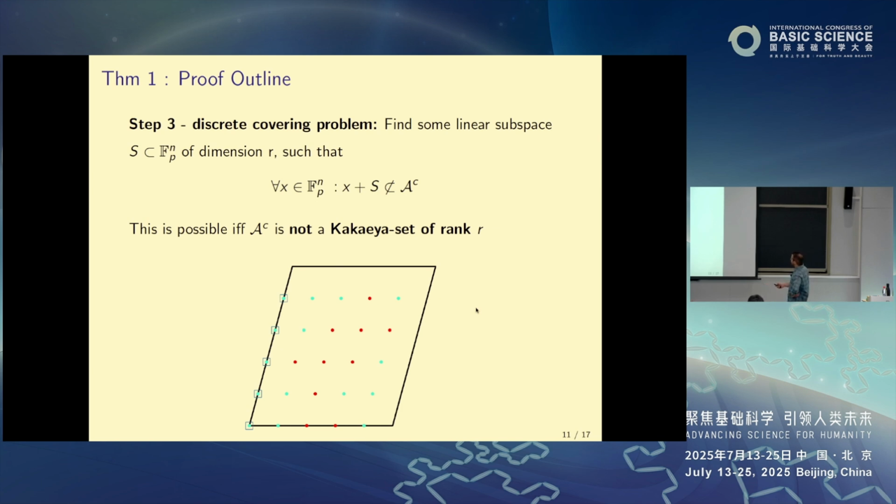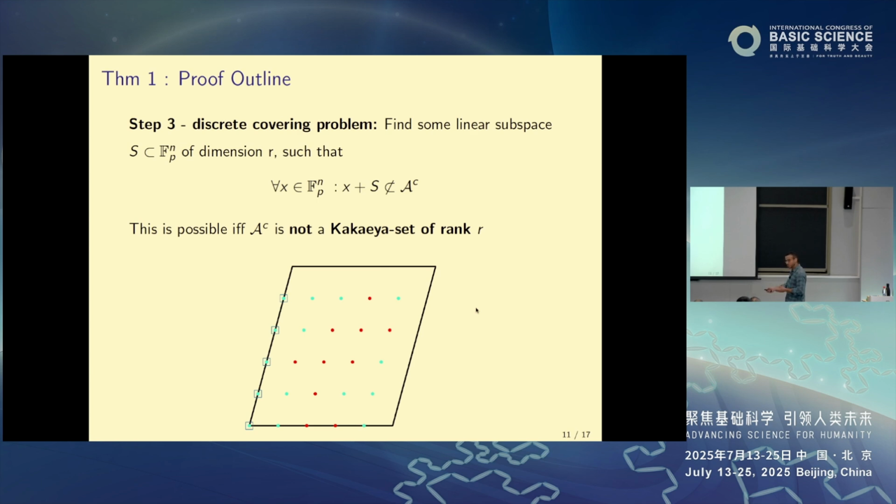Okay, so my figure is in 2-dimensional space, right? So the only non-trivial subspaces are lines. To illustrate what it means to satisfy this equation, this is my S, right? This is a line. And what I want is that each shift of this line will touch at least one blue point, one cyan point, right? Or in other words, it will not touch only red points, right? So this is one shift.